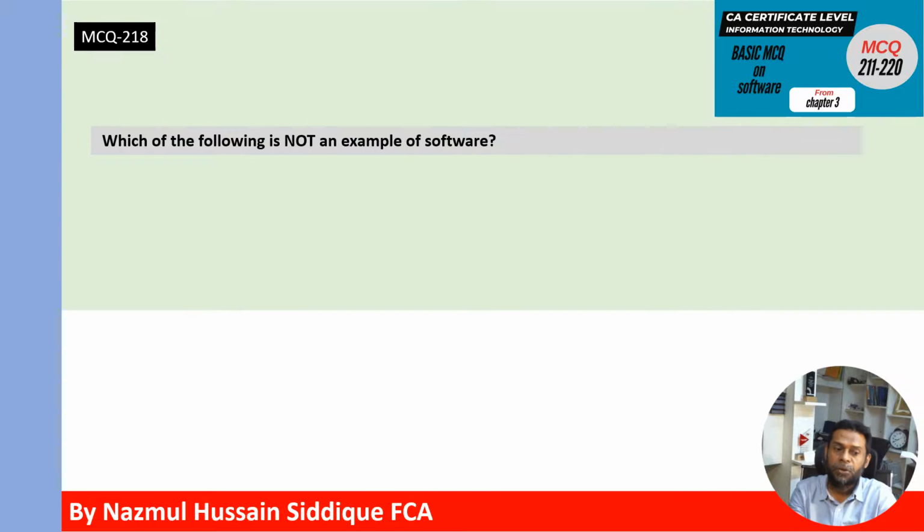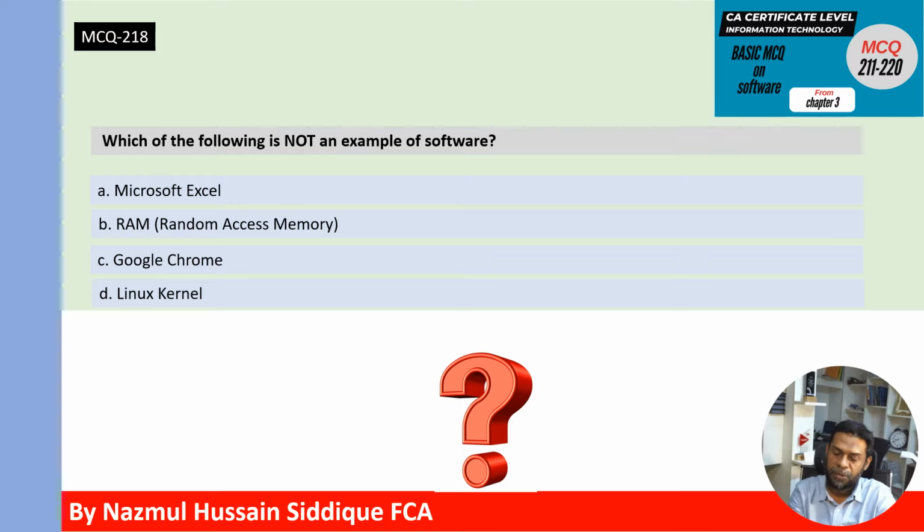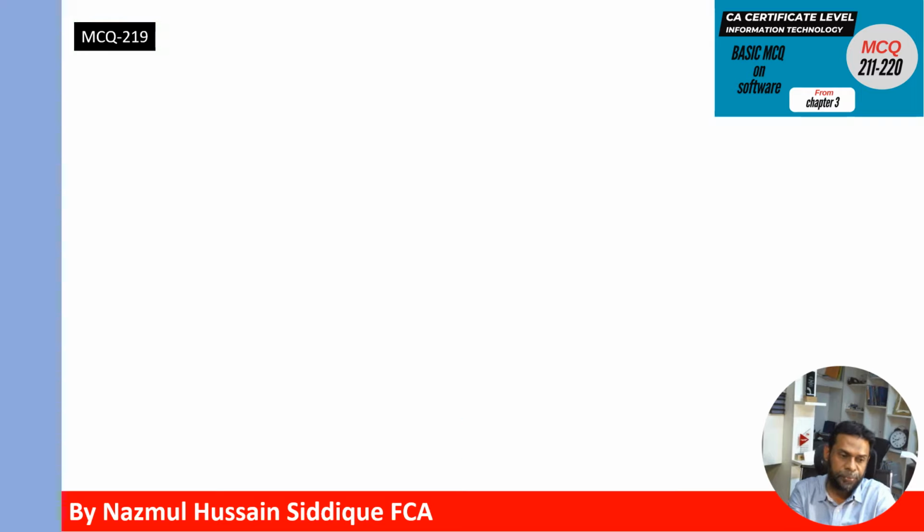Next question. Which of the following is not an example of software? Option A. Microsoft Excel. Option B. Random Access Memory, RAM. Option C. Google Chrome. Option D. Linux kernel. Which option is not an example of software? The correct answer is Random Access Memory. RAM is not an example of software.